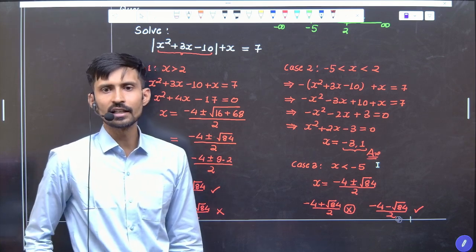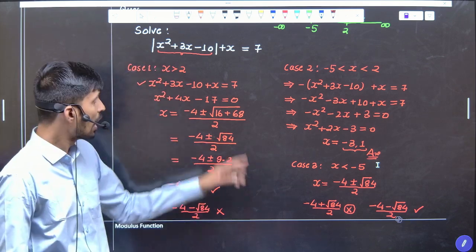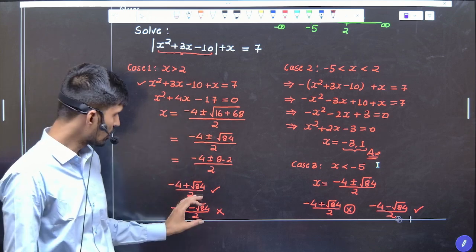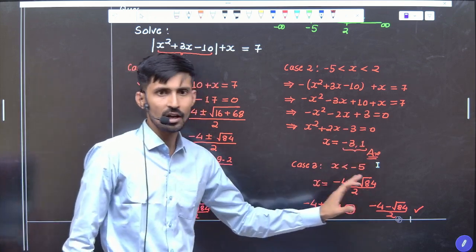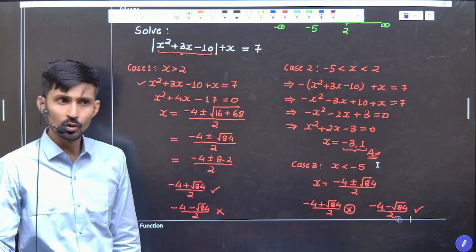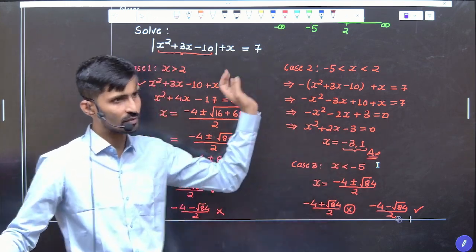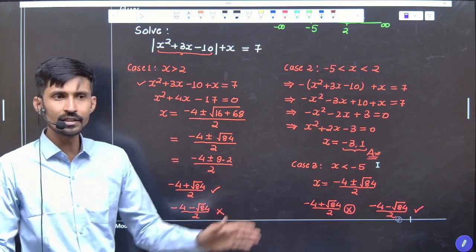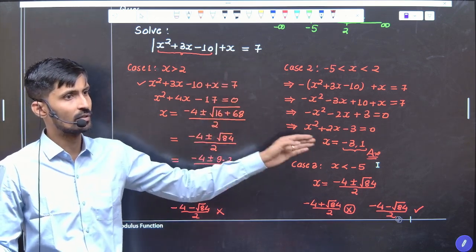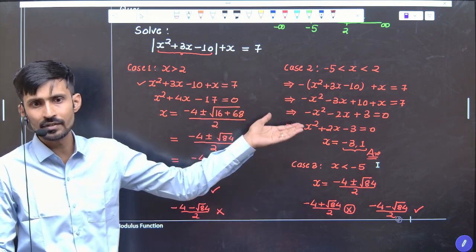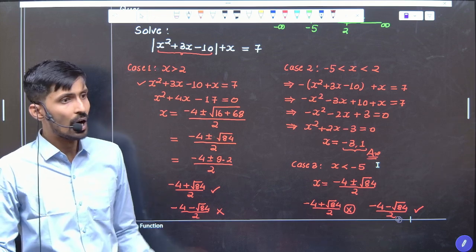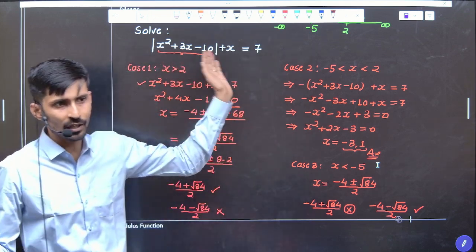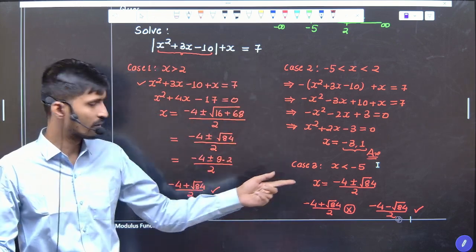Okay? Or they can ask how many integers will satisfy this equation. So out of these 4 answers, how many are integers? 2 are integers, -3 and 1. So instead of that, they can ask how many positive integers will satisfy? 1. How many negative integers will satisfy? 1. How many irrational solutions will be there for that equation? 2, 1 here and 1 there.